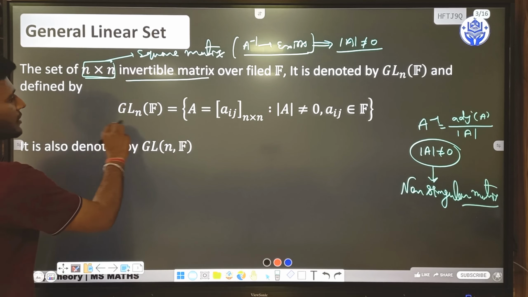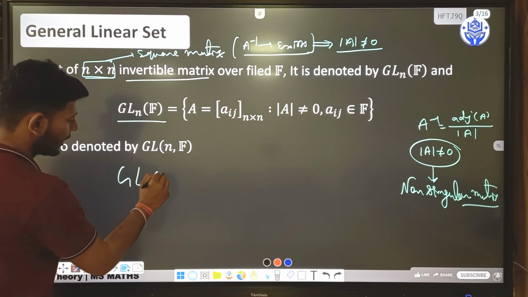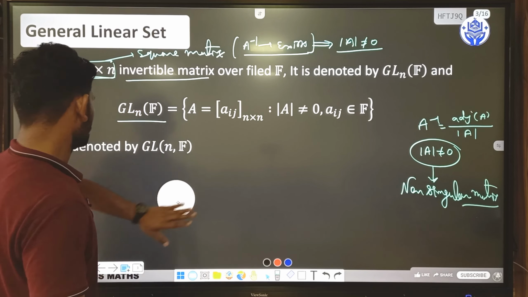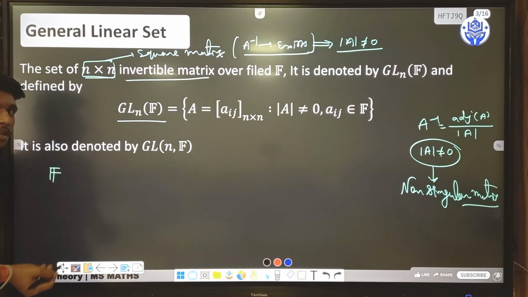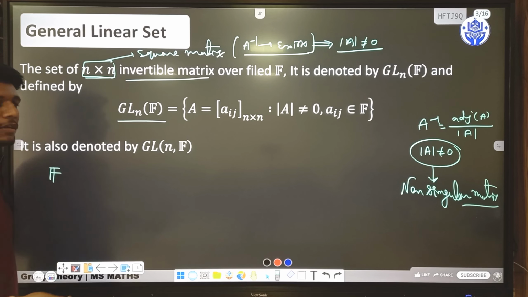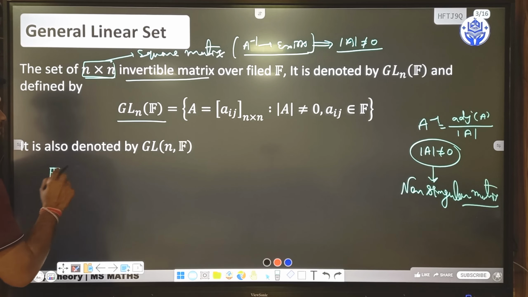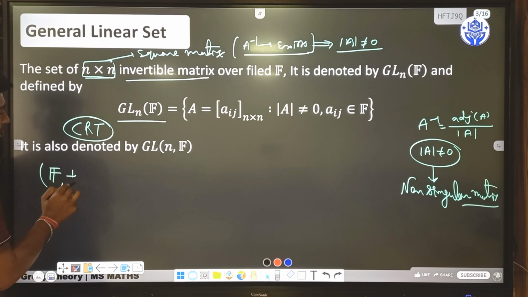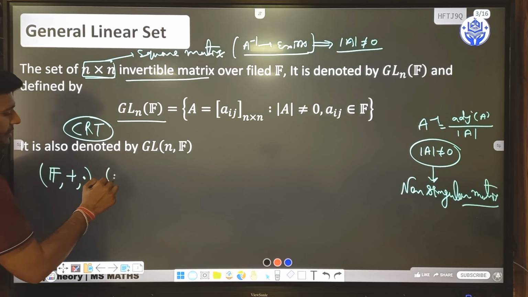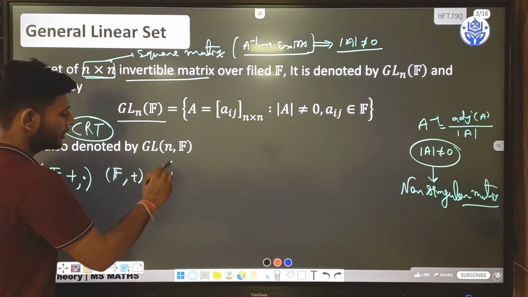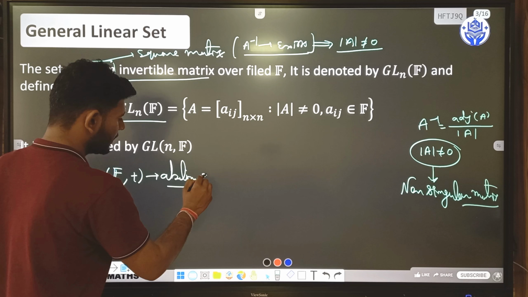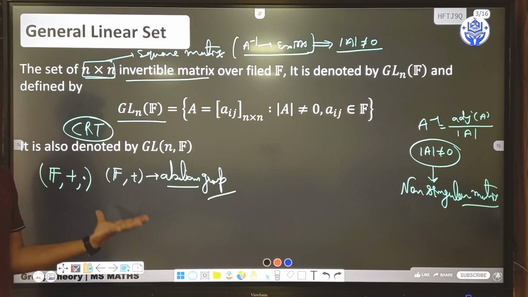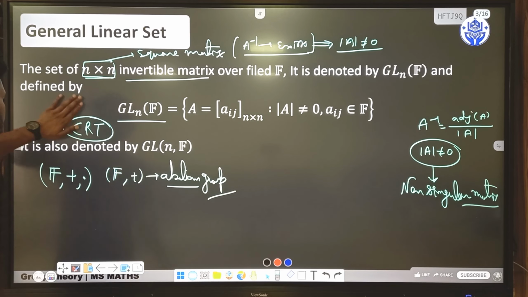The notation of this set is GL_n, over a field F. Now what is a field? I will explain that. A field is a commutative ring with unity. A field is a tuple in which the set makes an abelian group, which I will explain in group theory. This is a set from which we are taking the elements, a collection of all those points.